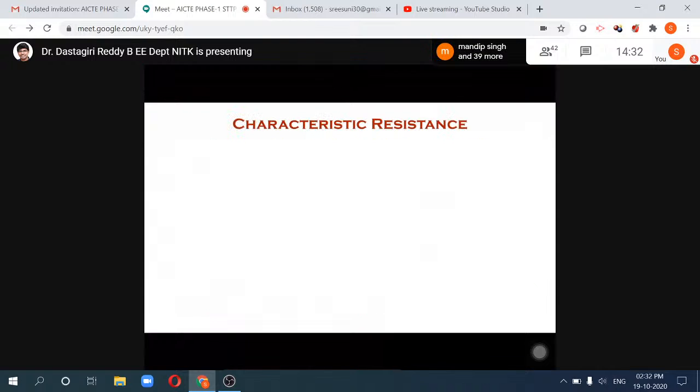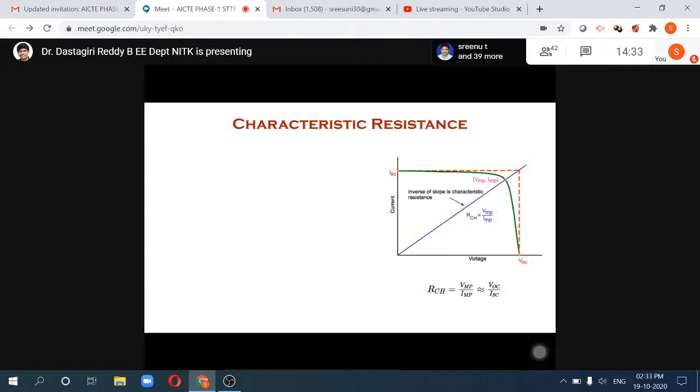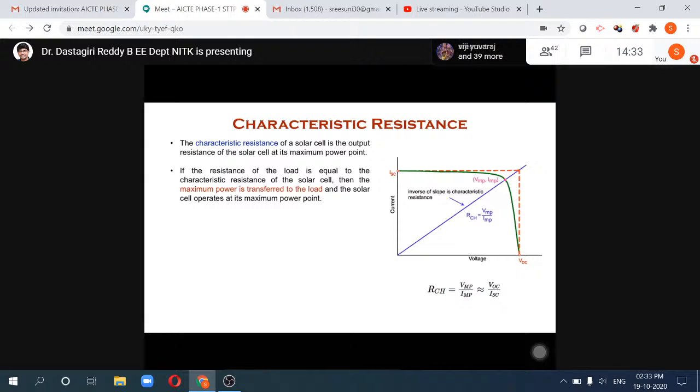Now let's look at an important parameter called characteristic resistance. I hope we all know about this, but just to have a quick look at it. The characteristic resistance, which is shown here, is the ratio of VMP by IMP, or also VOC by ISC. If the resistance of the load is equal to the characteristic impedance of the solar cell, then the maximum power will be transferred to the load. It is quite obvious; we all studied the maximum power transfer theorem.